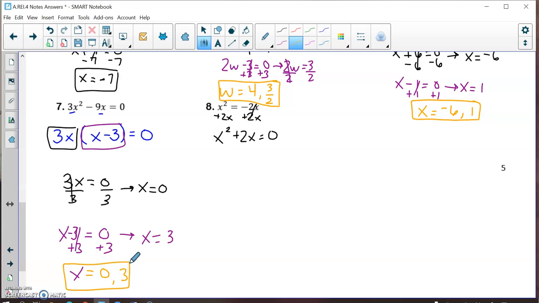Same with number 8. We're going to factor out an x because that's my greatest common factor. I'm left with x plus 2. Setting the x equal to 0, I get x is 0. Setting x plus 2 equal to 0, I get x is negative 2.